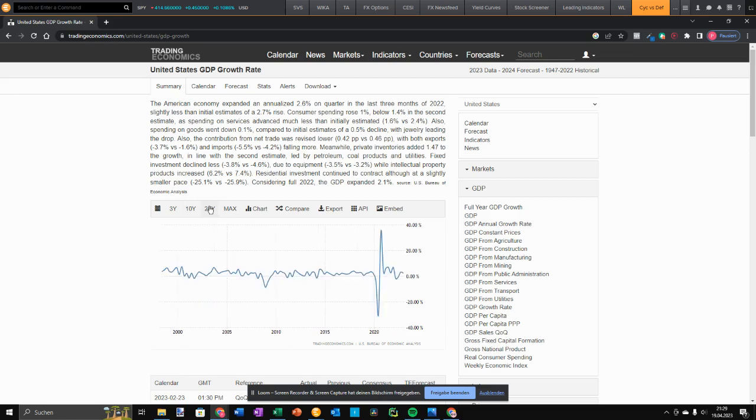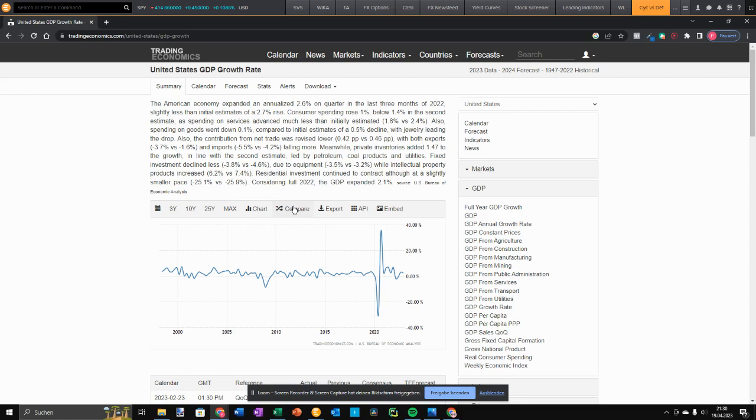But of course, you can change the time horizon here. And every time this blue line is above the 0% line, it's growing. And if it's below, it's contracting. So that's not rocket science, I guess.